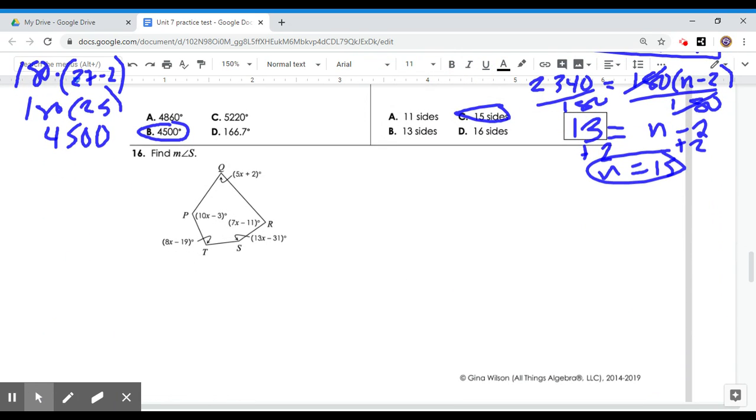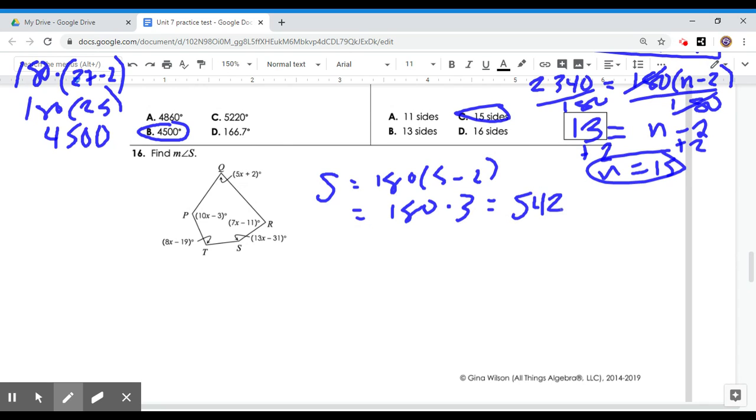All right, so we've got another one of these. Find measure of angle S. So step 1 is we need to figure out what the sum of these angles should be. So we have 1, 2, 3, 4, 5. So that's a pentagon. So that means we need to find the sum. It's 180 times 5 minus 2, which is 180 times 3, which is 540. Oops, not 542, 540. So that means we need to add all of these up and set it equal to 540.